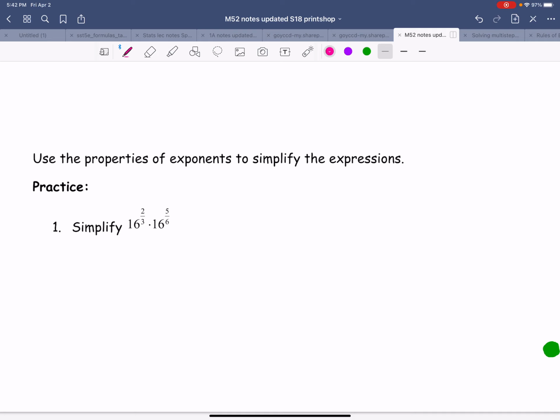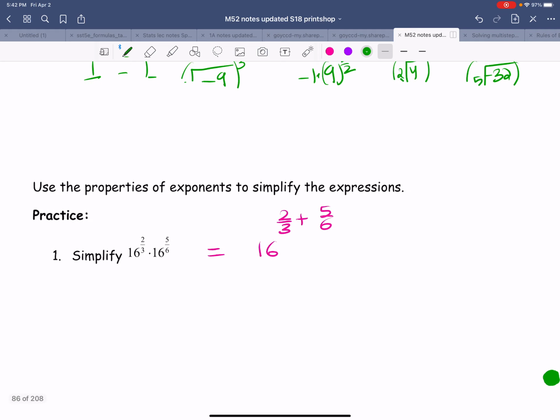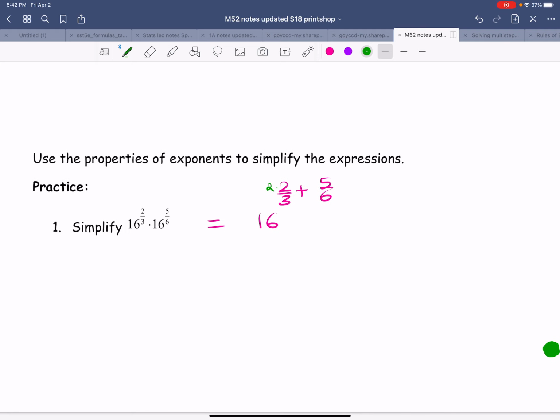Example number 1, we have two bases, same bases, different exponents, and there's a multiplication operation in the middle. So the laws of exponents say that we can go ahead and add the exponents, 2/3 plus 5/6. In order for me to be able to add these fractions, the denominators have to be the same. So I need to multiply both numerator and denominator of the first fraction by 2. That turns out to be 4/6 plus 5/6, which is 16 to the power 9/6.